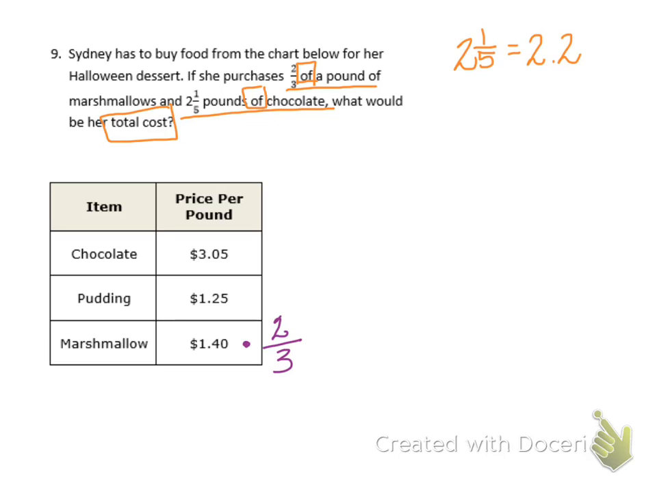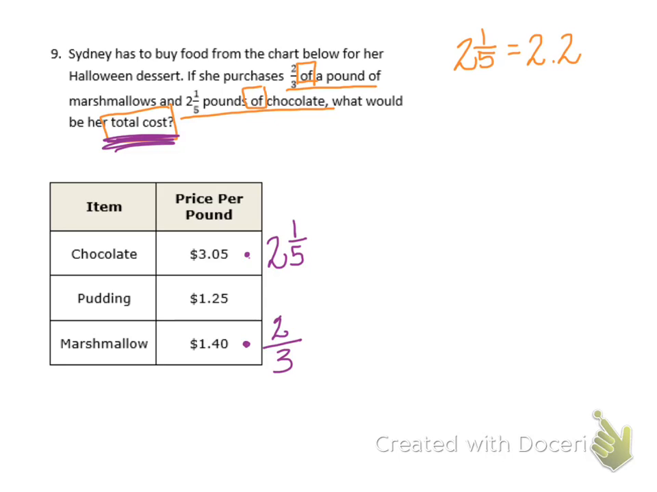Then I have 2 1/5 pounds of chocolate. So I have to go to my chocolate and I'm going to multiply this by 2 1/5. And the last step will be to add the totals up to find my total cost. So this one has multiple steps.